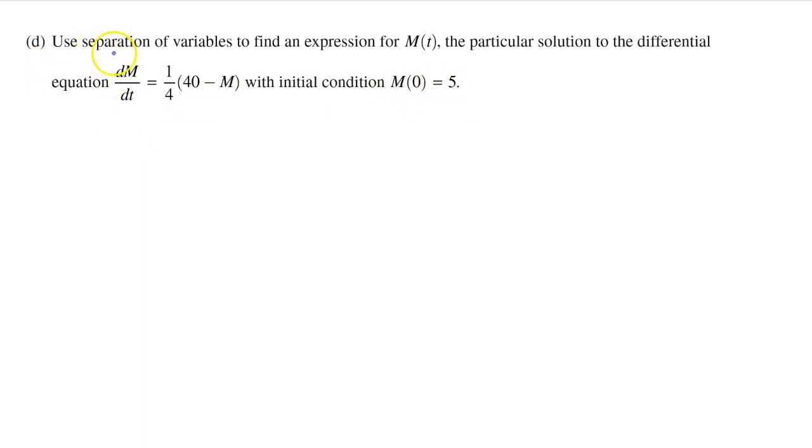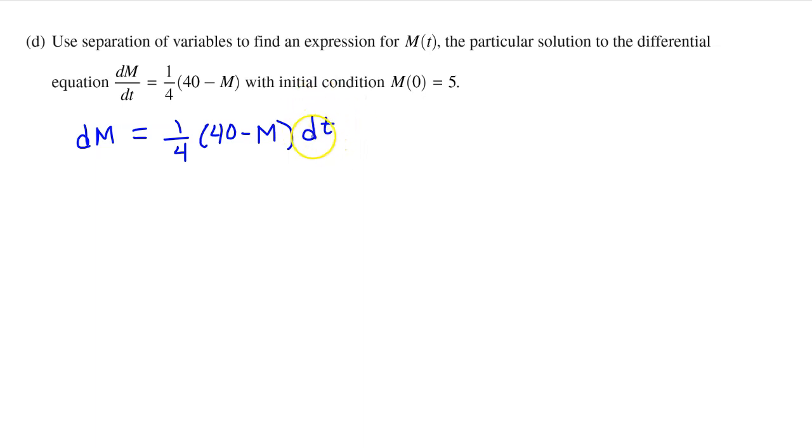Using separation of variables to solve a differential equation means getting all of the m's on the left side of the equation and all of the t's on the right-hand side. So I think I'll start by multiplying both sides of this equation by dt and moving the dt over here. So far we have this.